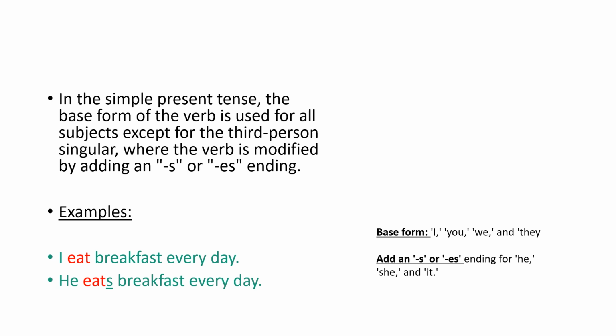In the simple present tense, the verb is used in its base form for most subjects, except for the third person singular, which requires an s or es ending on the verb. For example, I eat breakfast every day and he eats breakfast every day demonstrate the difference in the verb forms based on the subject. It's important to note subject-verb agreement in the simple present tense. Use the base form of the verb for I, you, we and they, while adding an s or es ending for he, she and it.